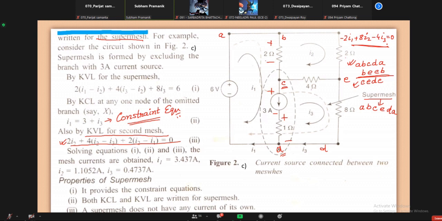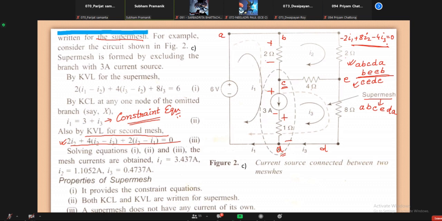That does not contain, actually, the condition demands that there should be a common current source between two adjacent meshes. Then only you can exclude the branch and form the super mesh. As you can see, there are 3 meshes in the circuit. That's why I have written the node names. A, B, C, D, A, that's a mesh. C, E, D, C, that is another mesh. These two adjacent meshes contain a common branch with a current source. So that's why I have excluded this according to the rule. Then we form the super mesh.